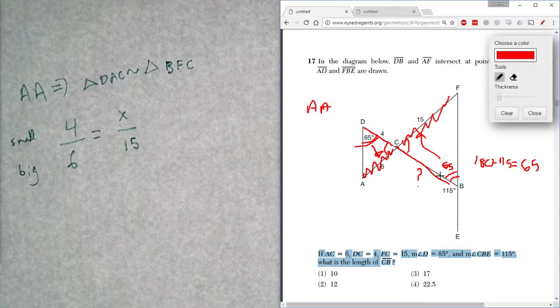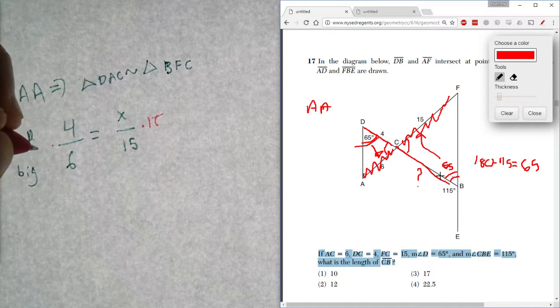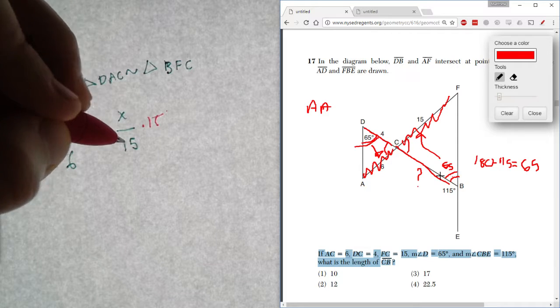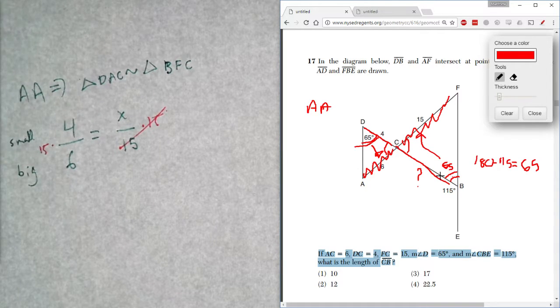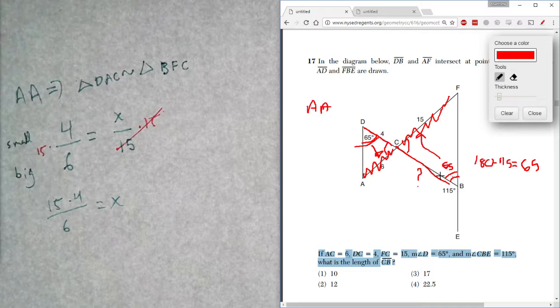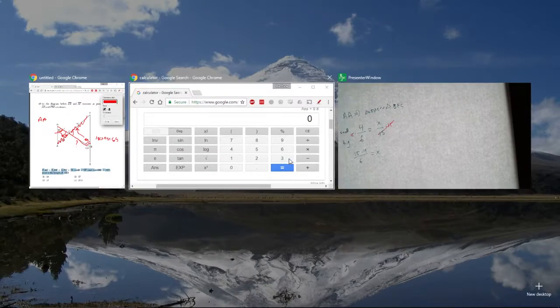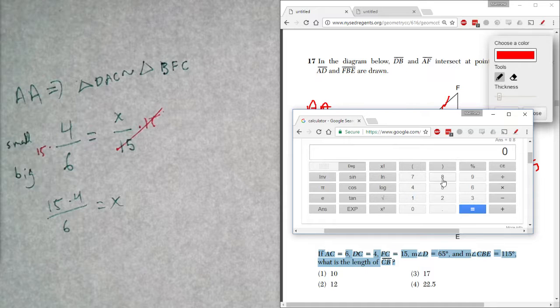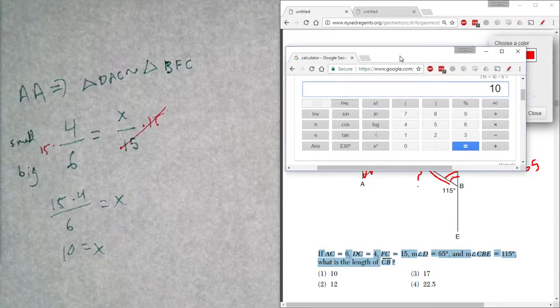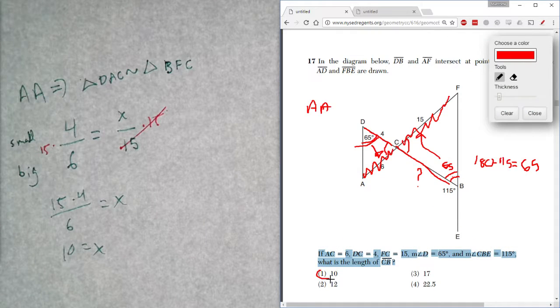Let's do it. So I will multiply by 15 on both sides. 15 times x over 15. 15 divided by 15 is 1, which leaves me with just x. And I'm left with this whole big thing over here: 15 times 4 over 6 equals x. Well, let's just plug that in the calculator. Open parentheses, 15 times 4, close, over 6 is equal to 10. X is equal to 10. And they wanted the length of CB. Look at that. 10 is right there. My correct answer over here is number 1.